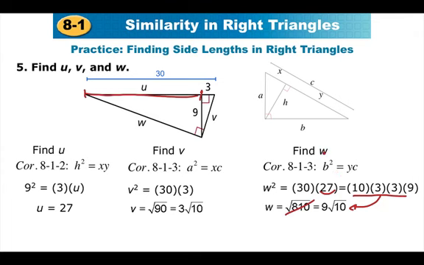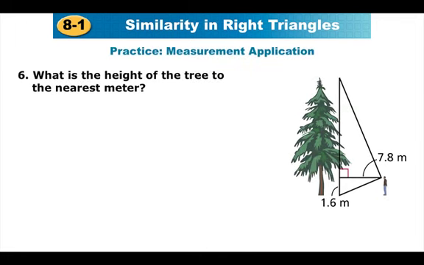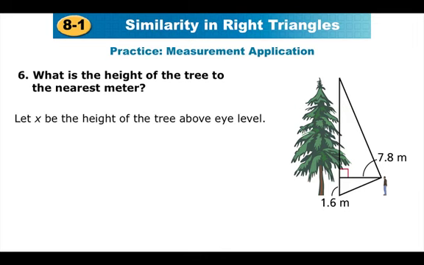Let's move on to the last problem in this video. The word problem says, what is the height of the tree to the nearest meter? So we're going to let x represent the height above the eye level. And look at the picture. You know what the eye level is. So this is going to be my x from here all the way to here. So from here, this is the equation that I can generate. And basically, the formula that I'm using is corollary 8.12, which is this distance squared is equal to 1.6 times this distance, which is your x.